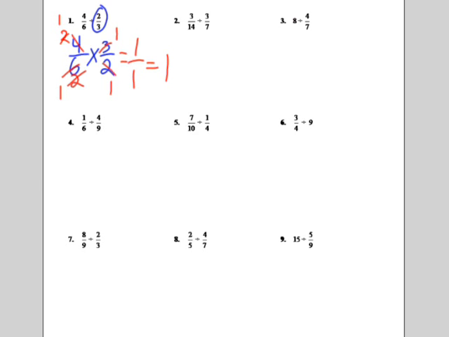And you might say, well, how can that be? Well, if you think about it, 4/6 actually simplifies to 2/3. How many times do 2/3 go into 2/3? It goes in 1 whole time. Let's look at another example.